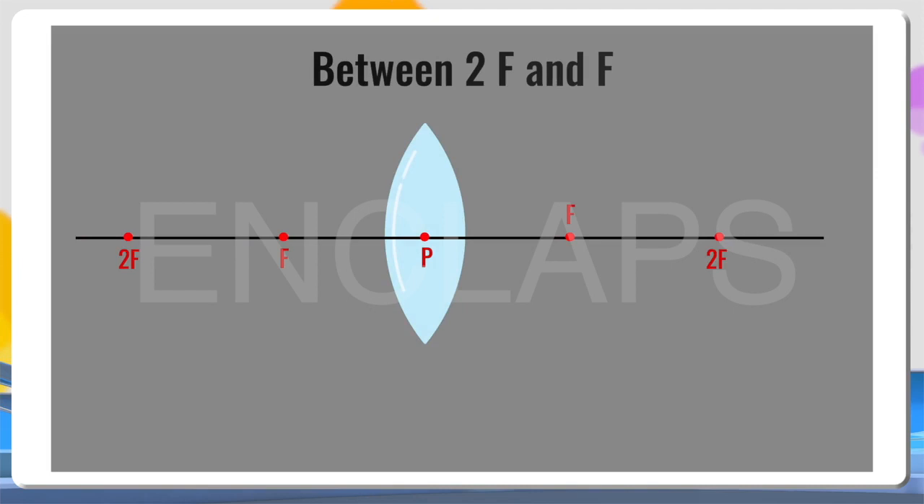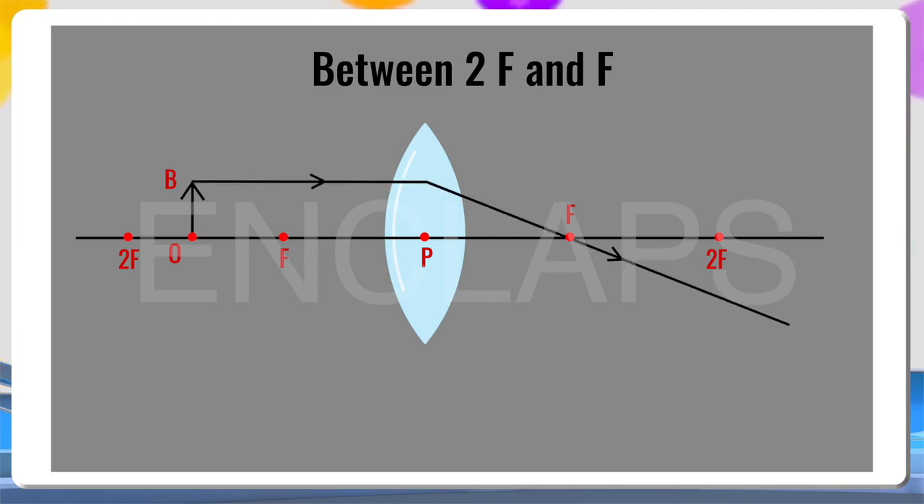In the next case, the object is placed between F and 2F. O is the position of the object and OB is the object height. We consider two rays here. The first ray is coming parallel to the principal axis. After refraction, it passes through the principal focus. The second ray is passing through the optic center or pole. It does not undergo deviation and continues to travel in the same straight line.